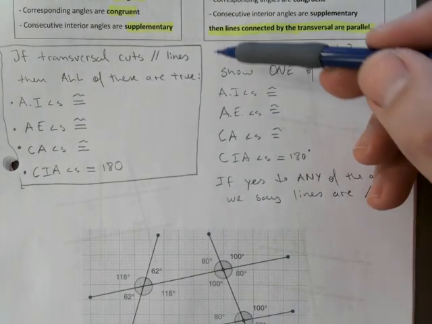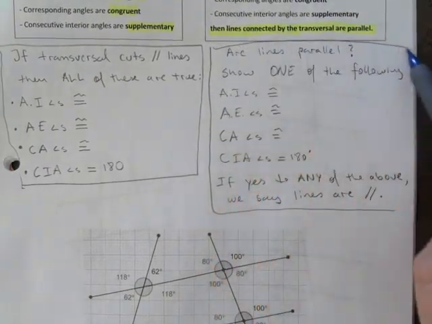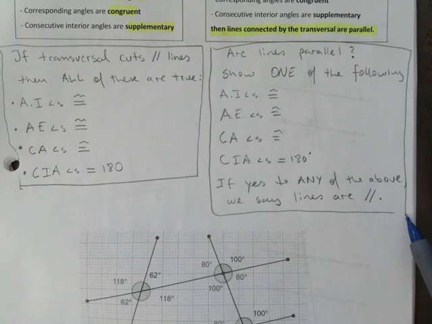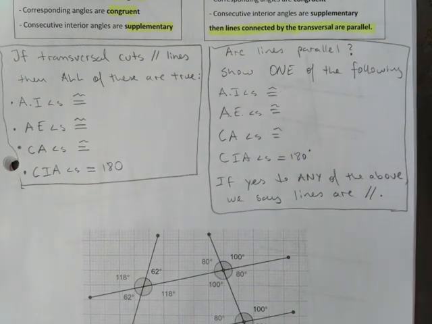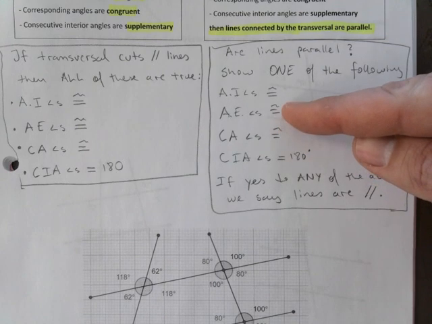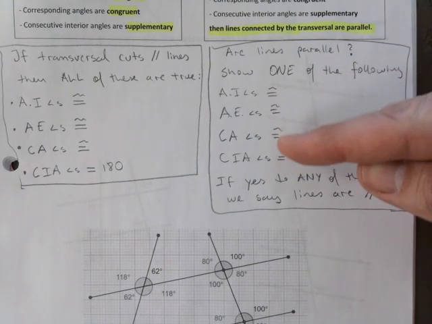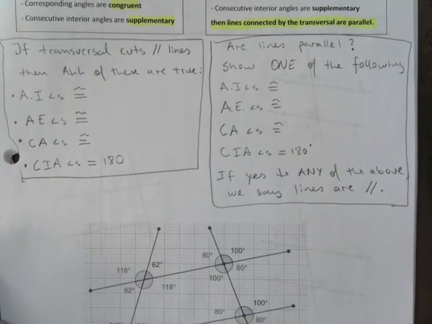So this is coming at it from a different perspective. The question is asking you, are lines parallel? Then we'll show that one of these is true. You're like, Mr. Erickson, why not all of them? It just so happens that if you can just show that one of them is true, you will find out that they are all actually true.